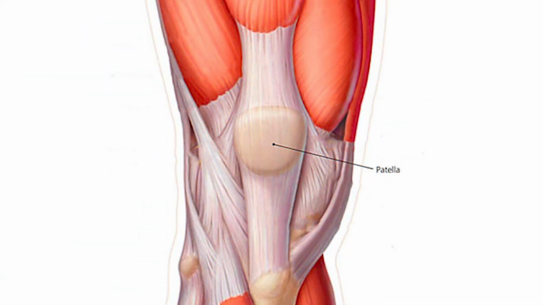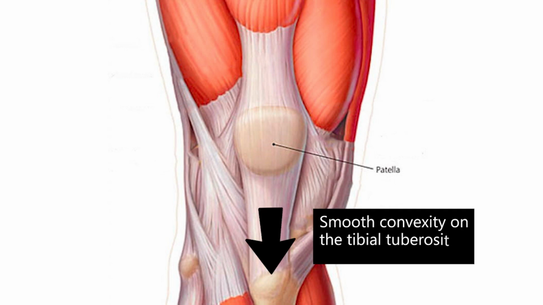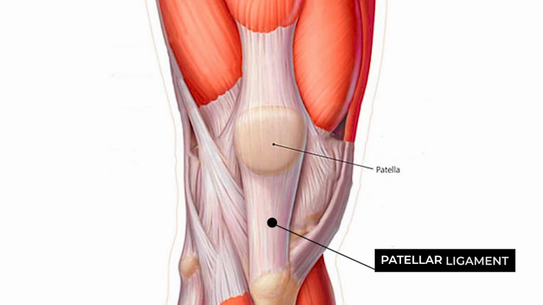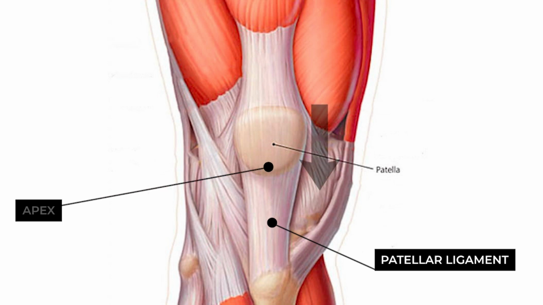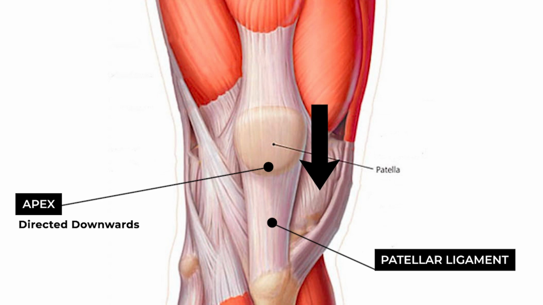The non-articular area on the posterior surface and the inferior border is attached to the smooth convexity on the tibial tuberosity via the patellar ligament. This represents the continuation of the quadriceps tendon. The roughened apex is directed downwards. It is also attached to the patellar ligament.